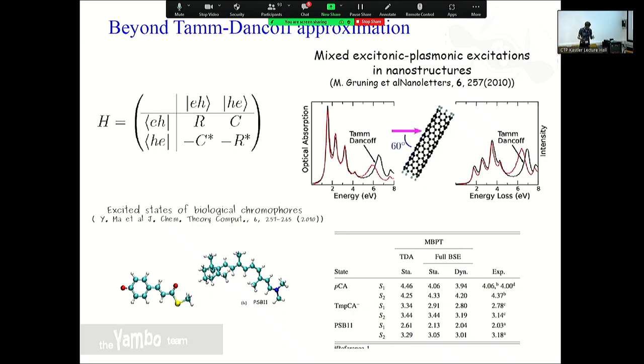And so the general message from this is that Tamm-Dancoff is good for extended systems, is usually bad for isolated molecules. Although going beyond Tamm-Dancoff is always risky, so I'm not going to say much, but there are many cases in which beyond Tamm-Dancoff you change a lot the spectrum, but you also get, let's say, some weird results.